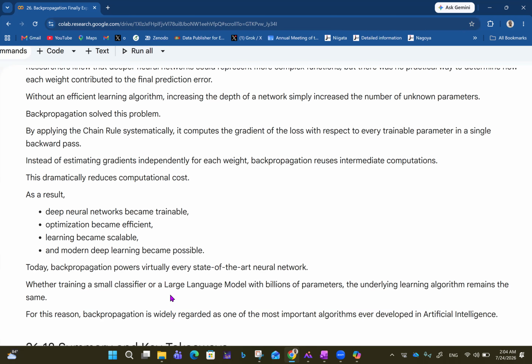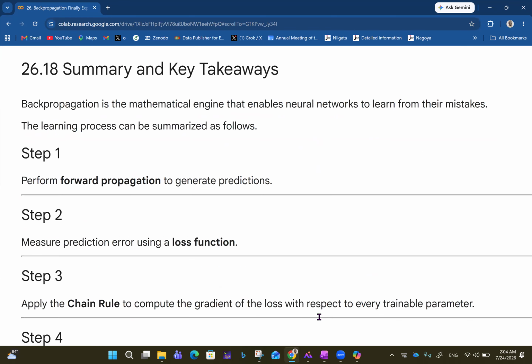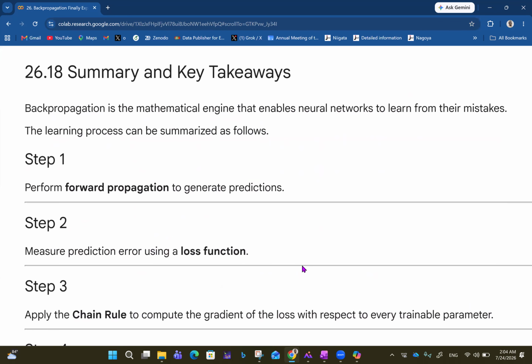Today, backpropagation powers virtually every state-of-the-art neural network. Whether training a small classifier or a large language model with billions of parameters, the underlying learning algorithm remains the same. For this reason, backpropagation is widely regarded as one of the most important algorithms ever developed in artificial intelligence. Now, some summary and key takeaways. Backpropagation is the mathematical engine that enables neural networks to learn from their mistakes.